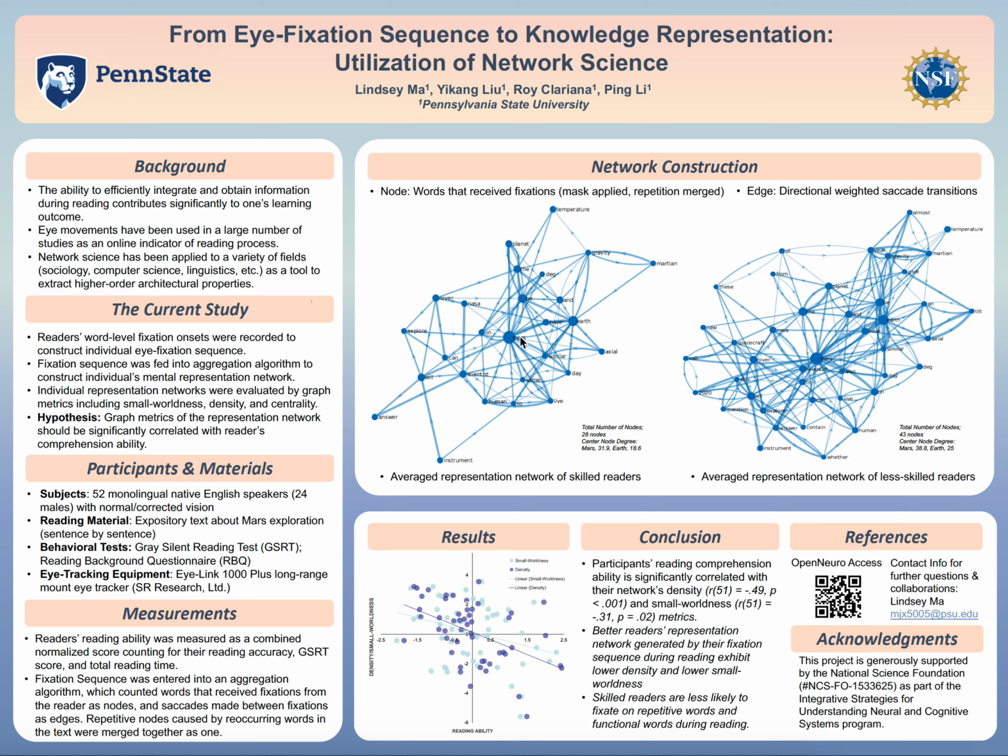Also, for the center node, which is Mars, and it's also the topic of our text, the node degree for this Mars word in the skilled readers' network was just 31, and for the less skilled readers it's higher, it's like 38.8. So this is telling us that the less skilled readers are linking related concepts more directly to the center topic.